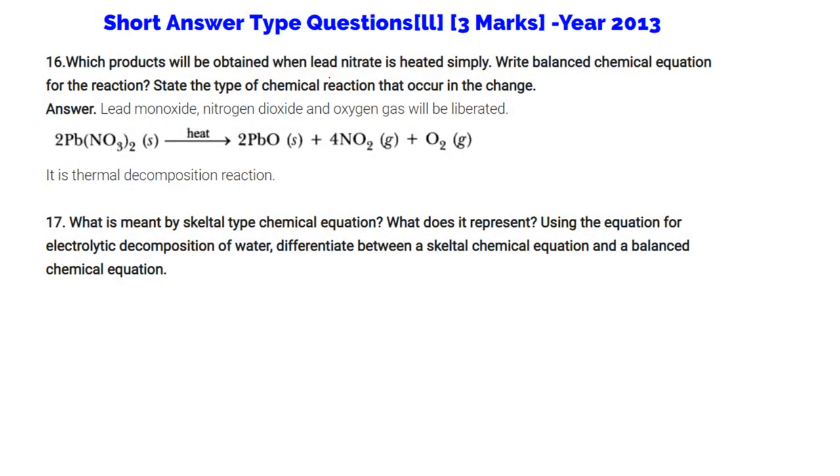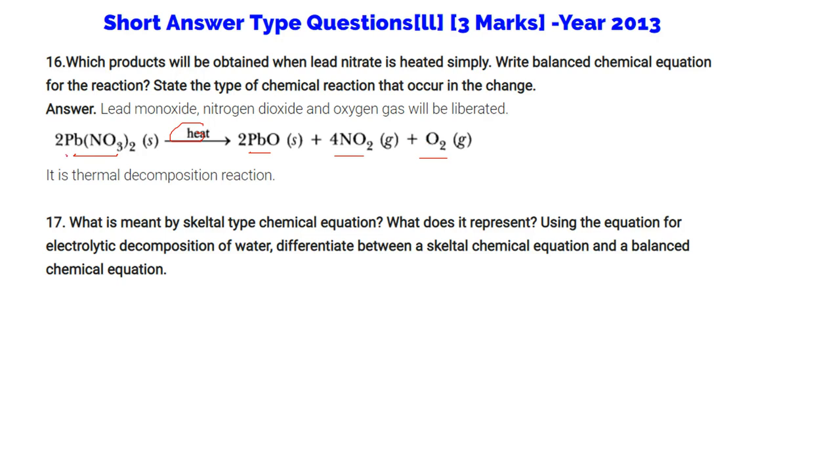Which products will be obtained when lead nitrate is heated simply? So if you have Pb(NO3)2 and it is heated, we'll see that we get PbO, that is lead monoxide, nitrogen dioxide and oxygen. These are the products.